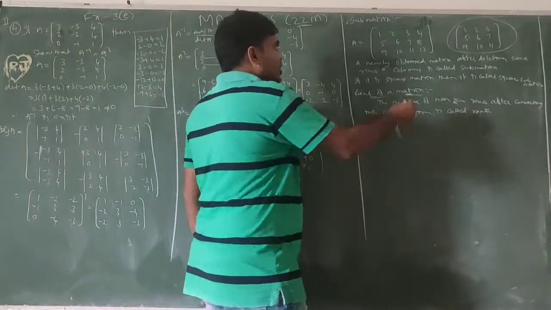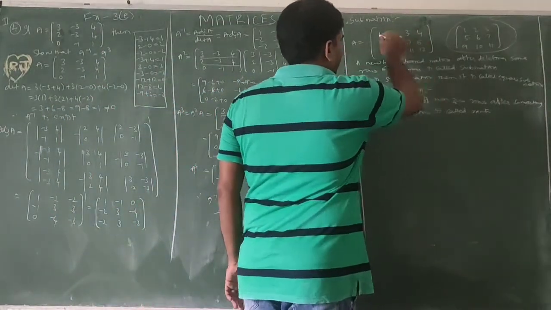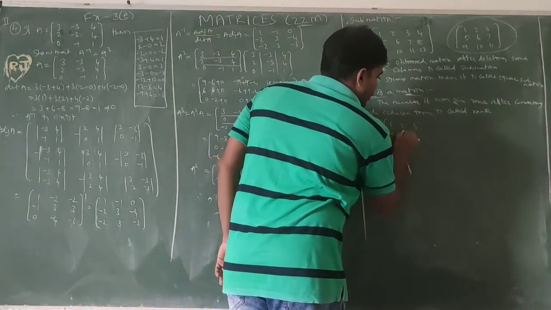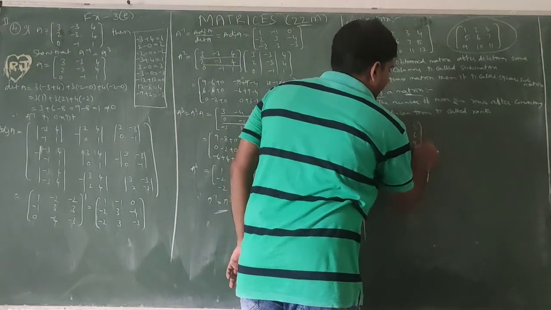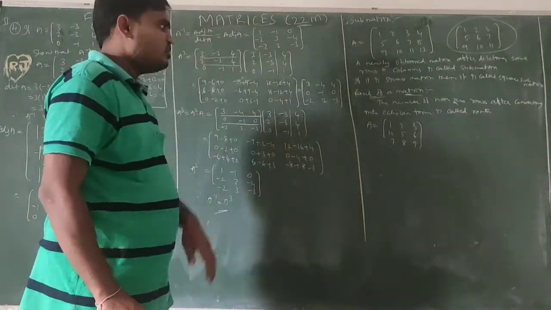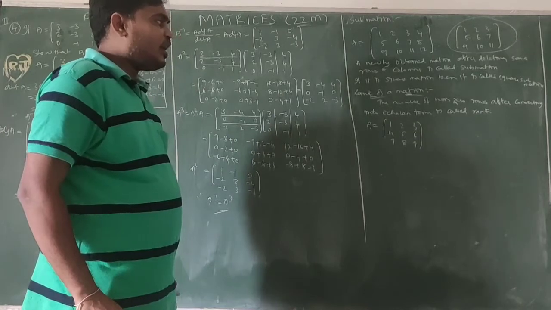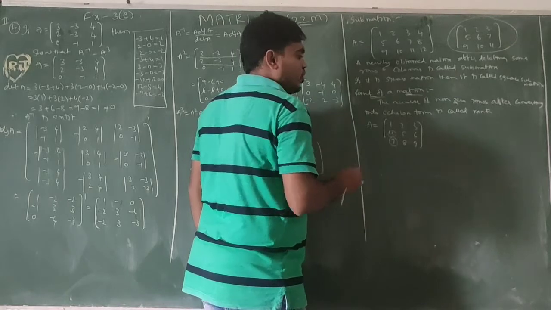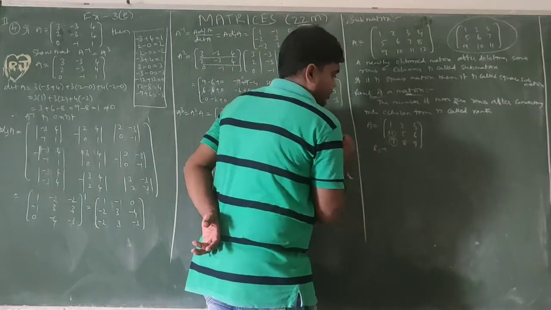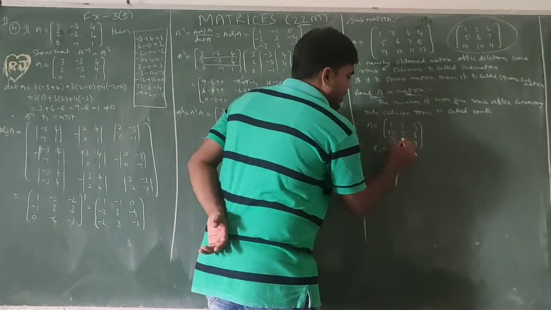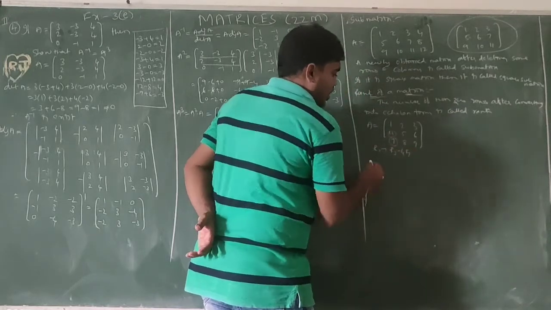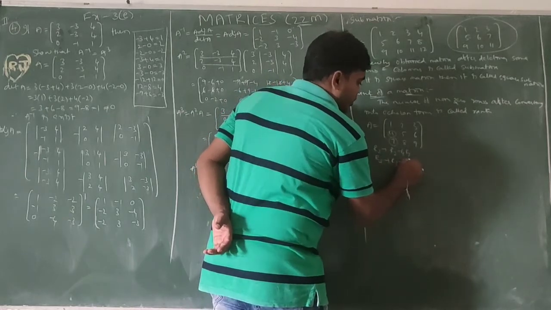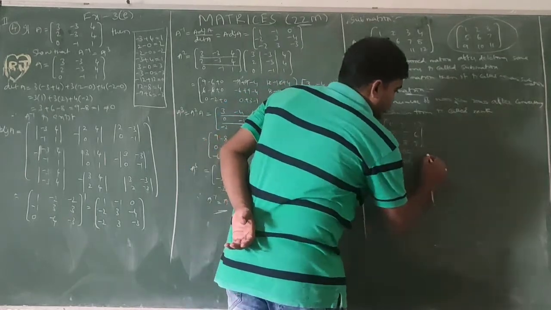For example, this matrix I am taking: 1, 2, 3, 4, 5, 6, 7, 8, 9. I want to find out the rank of this matrix. So I want to convert it to upper triangular matrix. So 4, 7, I want to convert these two elements to 0. R2 changes to R2 minus 4 into R1. R3 changes to R3 minus 7 into R1. So now what will we get?